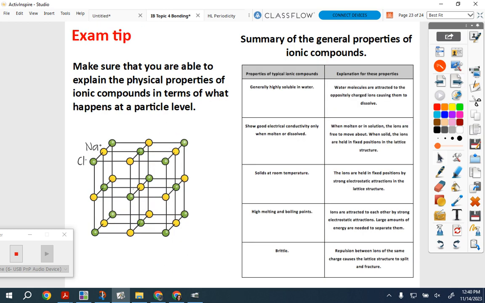So when you're answering questions, particularly paper 2 questions on an exam, what you want to do when you're thinking about these physical properties is think about what is the property and what is causing it on a particle level. The same way that when we talked about periodic trends, we had to think about what is causing this trend in terms of the protons and the electrons in the individual atoms. You want to be thinking about what is causing this property to take place based on what's happening between the positive and negative ions.